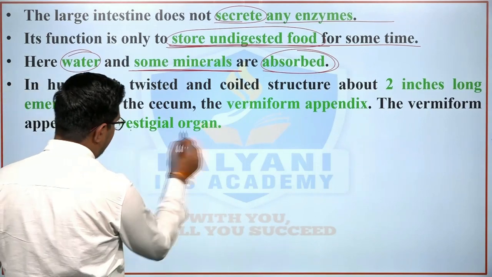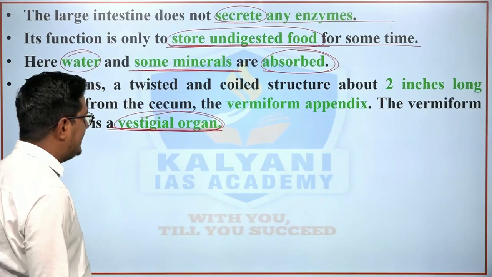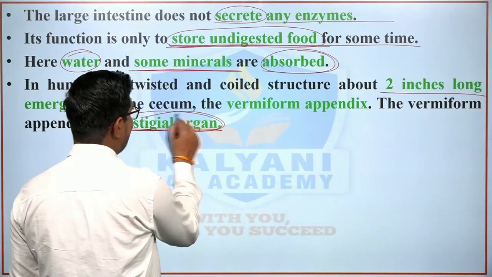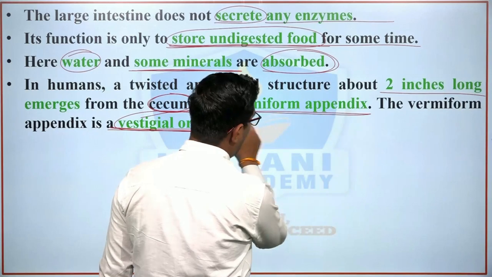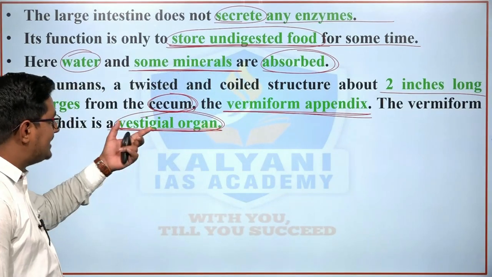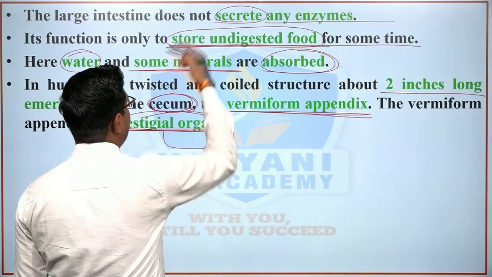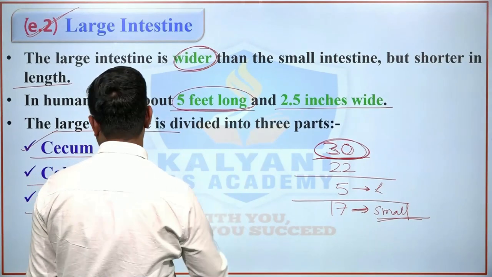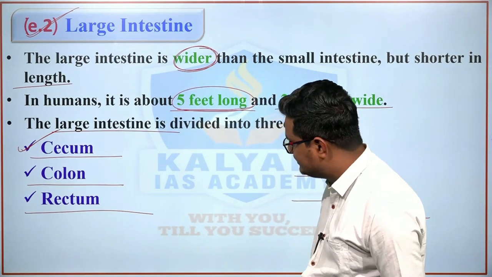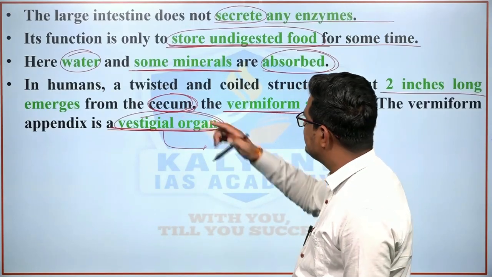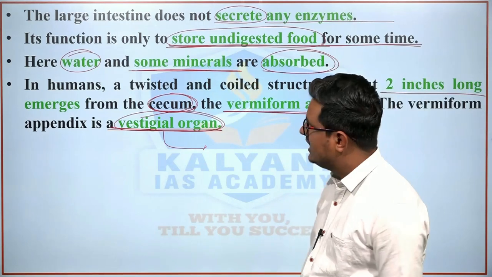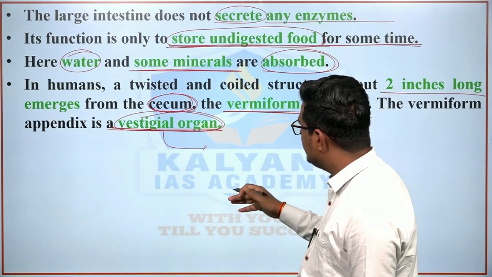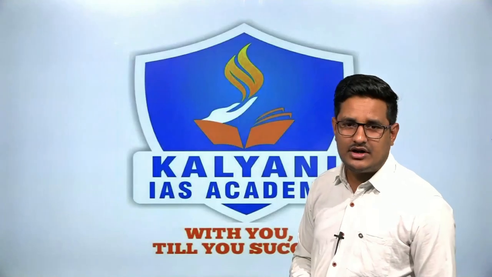अब यहाँ पर in the previous lecture we have studied the vestigial organs, right? So in humans, a twisted and coiled structure about 2 inches long emerges from the cecum, right? This is known as vermiform appendix, and this vermiform appendix is a vestigial organ, right? So in this way we have studied the large intestine as well. The length of large intestine is 5 feet long. There are three parts: first is cecum, colon, then rectum. The main function of the large intestine is to store undigested food for some time. Here water and some minerals are absorbed, and after some time, जो स्टूल के रूप में है वो undigested food eliminate out हो जाता है, right?